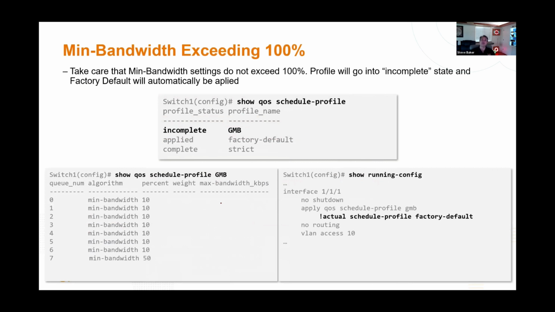But we have to take note that minimum bandwidth cannot exceed 100%, though you can actually configure it that way. If you were to configure it over 100%, like we see in the lower left here, where we've got 50% on the bottom and then another 70 or 60% up above, we're over 100% here. Now, if we do the show qos schedule-profile command, you'll see it's marked as incomplete rather than applied. And if we did the show running-config command, we'd see a notification in the running config warning us that the schedule profile has reverted to the factory default, because this schedule profile is incorrect, essentially.